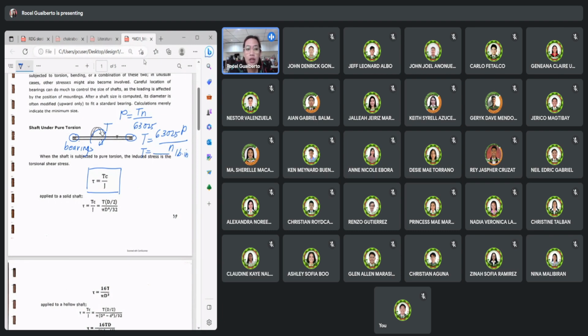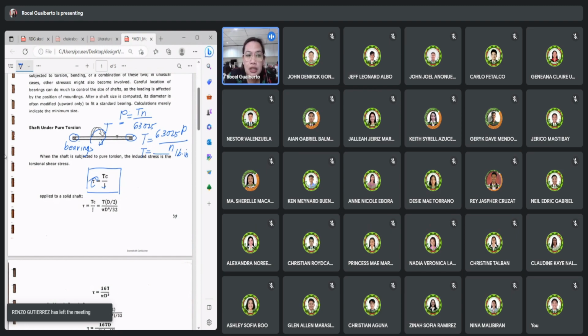Tau equal to Tc divided by J. Tau would be our torsional shear stress. T pertains to the torque, which is obtained, of course, from the power transmitted. C, what is that C? We call this your radial distance. So, what is the radial distance?